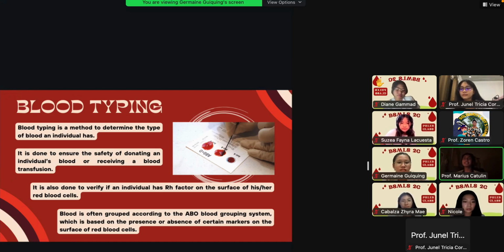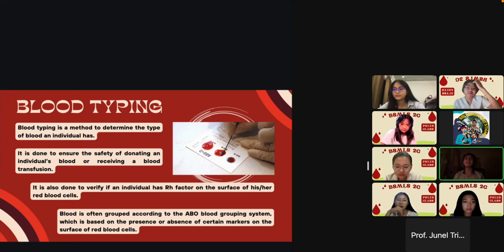Aside from that, guys, kasi kapag incompatible yung na-transfuse sa'yo na blood, ang mangyari kasi guys is magkakaroon ng acute hemolytic reaction. So after dun, magkakaroon ng coagulation of blood, kaya magkakaroon ng, or possibly magkakaroon ng death. Okay? So it is also done to verify if an individual has RH factor on the surface of his or her red blood cells.